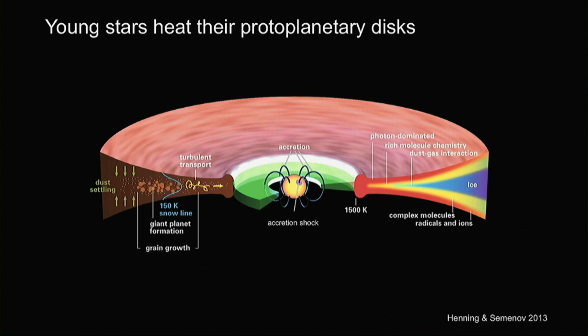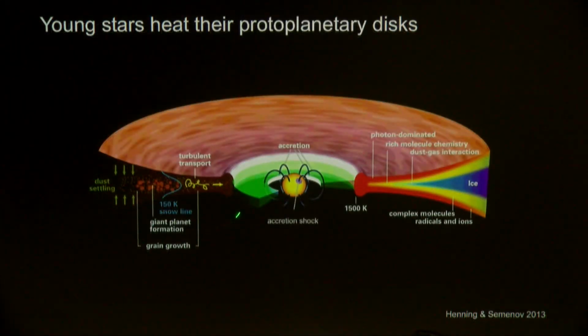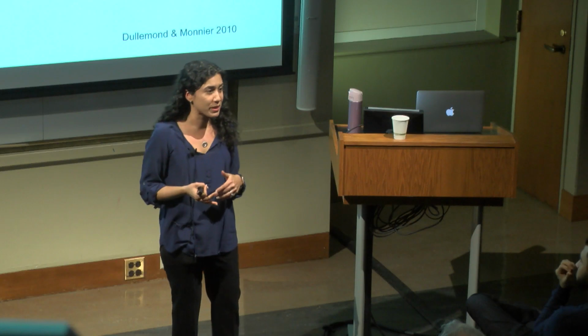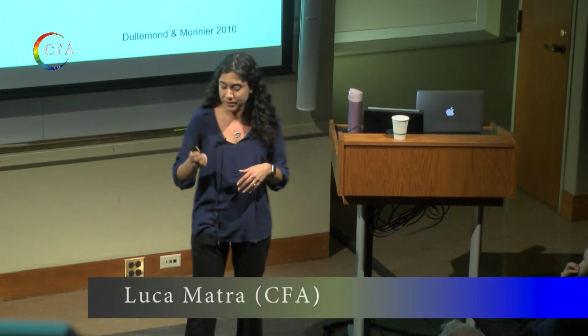And there's a lot of complex chemistry, of course, that happens in these disks that I'm not going to get into, and a lot of physical transport processes, turbulence in the innermost disk. A lot is going on in these disks. So this is a snapshot of what we think we know about protoplanetary disks. And luckily for us, we can observe protoplanetary disks at many different wavelengths.